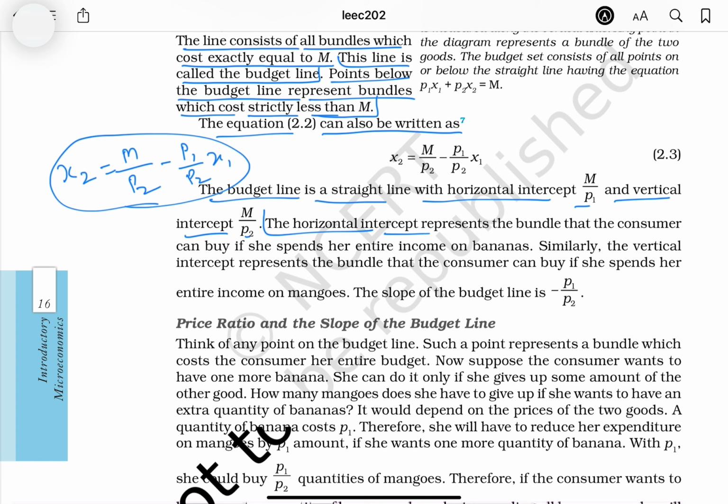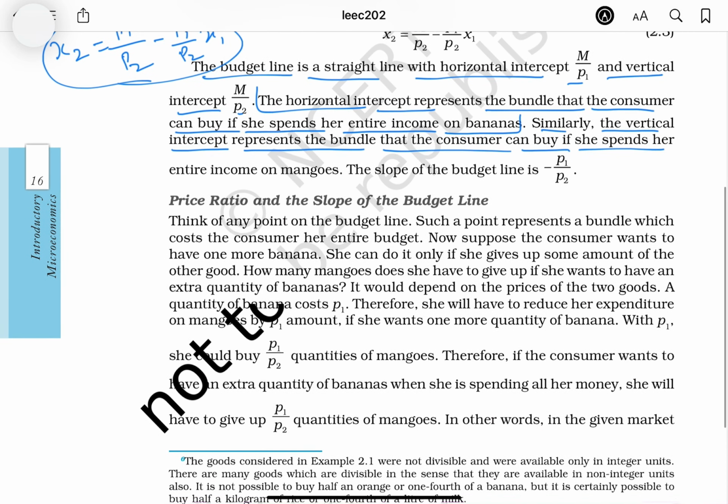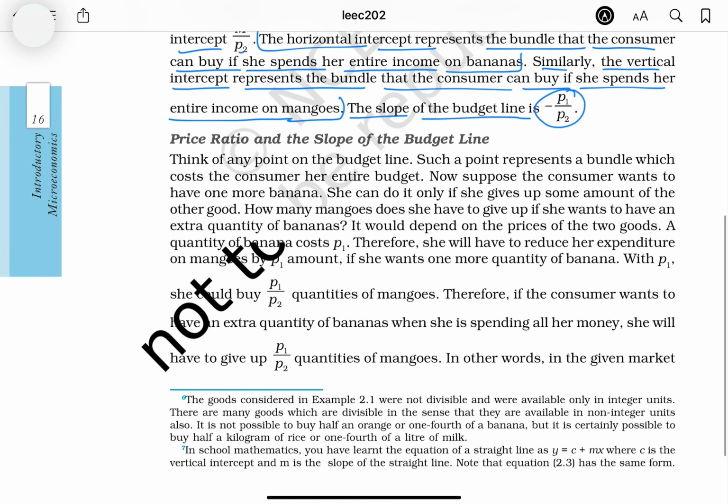The horizontal intercept represents the bundle that the consumer can buy if she spends her entire income on bananas. Similarly, the vertical intercept represents the bundle that the consumer can buy if she spends her entire income on mangoes. The slope of the budget line is minus P1 divided by P2. Price ratio and the slope of the budget line. Think of any point on the budget line. Such a point represents a bundle which costs the consumer her entire budget.